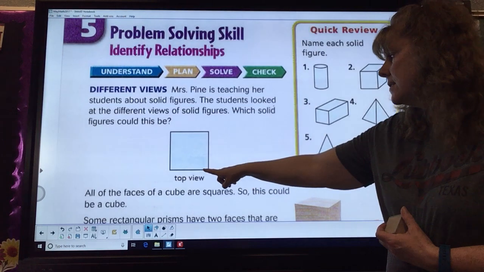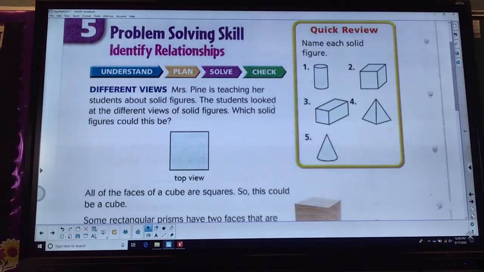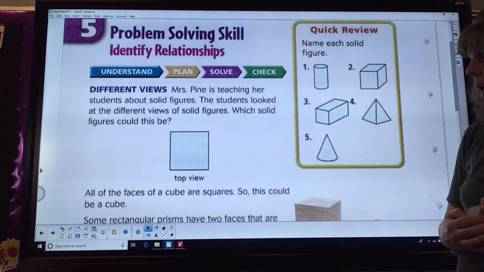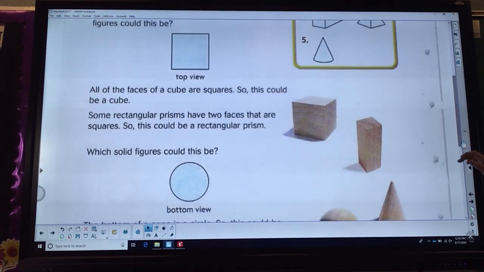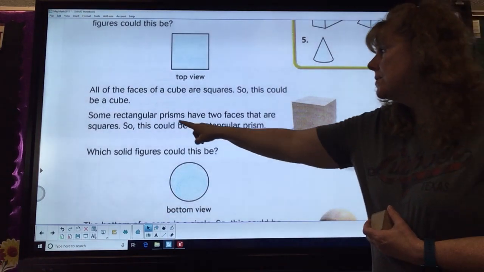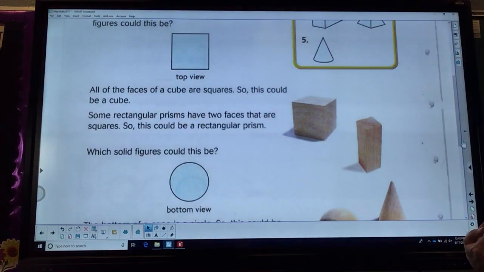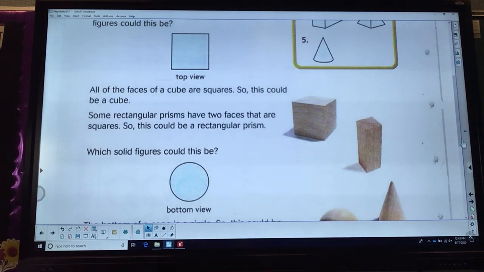Okay, so this says this is a top view. Okay? All of the faces of a cube are squares, so this could be a cube. Now, some rectangular prisms have two faces that are squares, so this could be a rectangular prism. Which solid figures could this be?